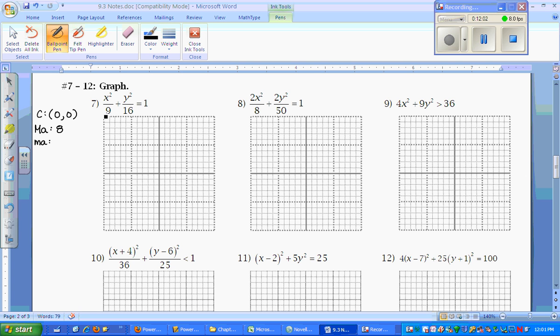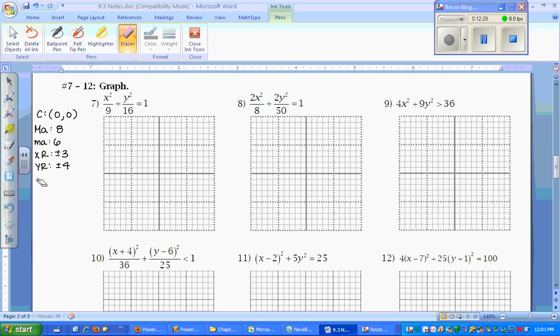My minor axes, lowercase m. I go to the smaller number, which is 9, square root it. My radius is 3, and double it, I get 6. And we actually just talked about the x radius and the y radius as well. The x radius is the square root of the number underneath x, so plus or minus 3. The y radius is the square root of the number underneath y, so plus or minus 4.